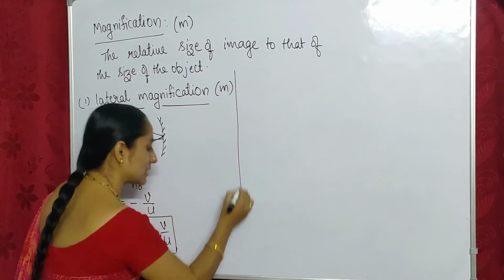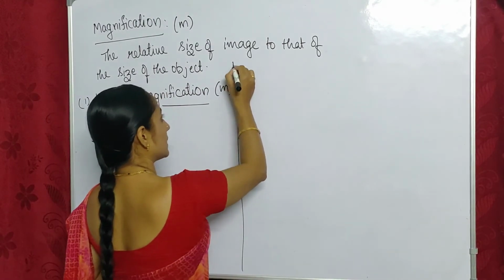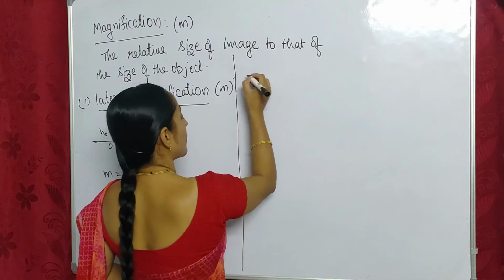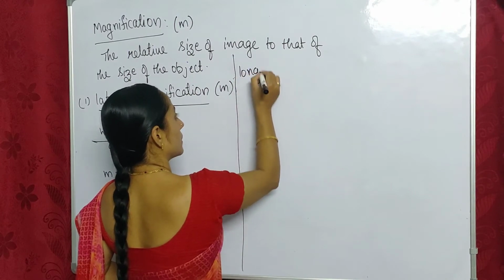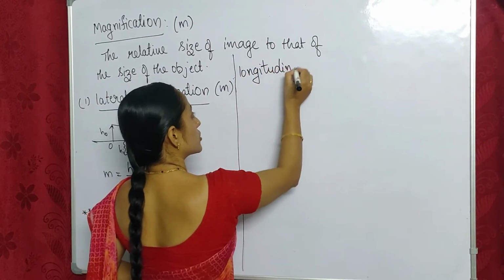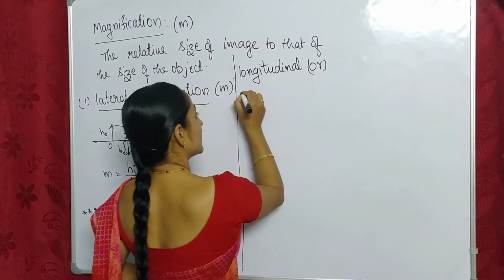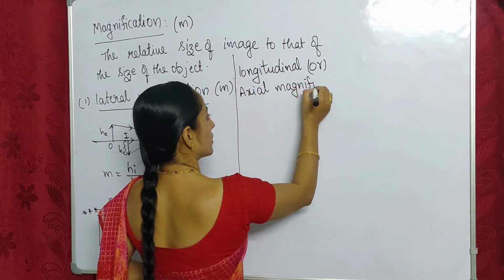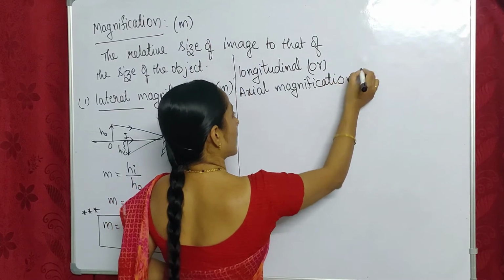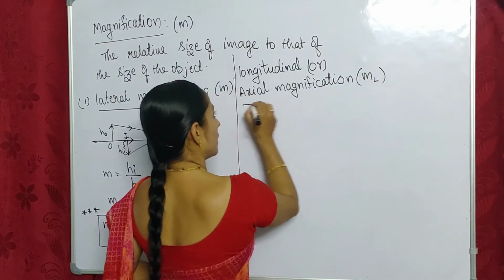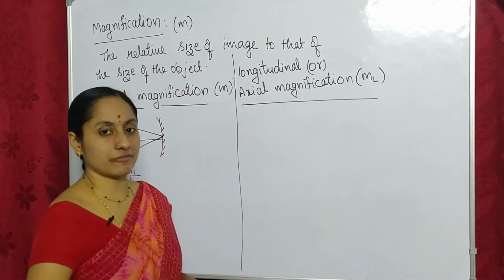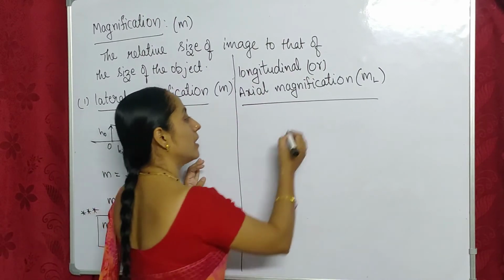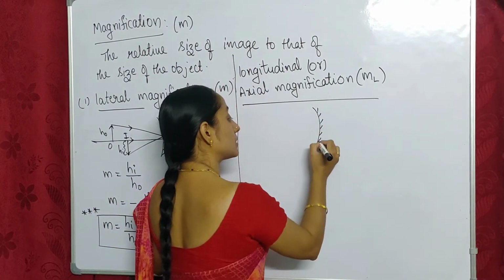Another type of magnification is longitudinal or axial magnification, represented with ml. So lengthwise magnification occurs. Axial meaning here the object is placed along the principal axis.